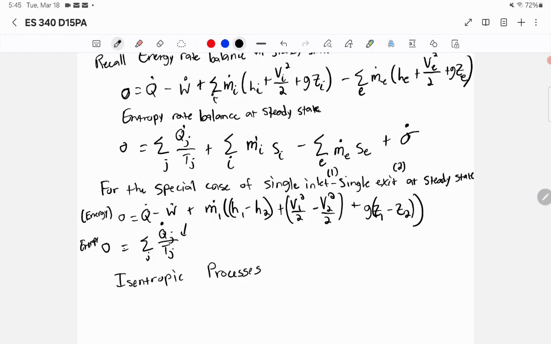However many heat flows we have, plus m1 dot, in this case, S1 minus S2, if it was a single inlet, single exit, right? That's going to be our common equation that we'll see. It won't always be the case, but this is what we could get. Okay.